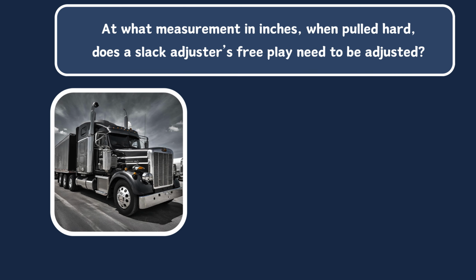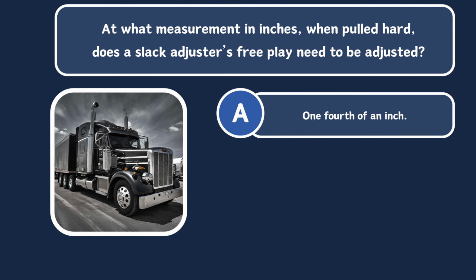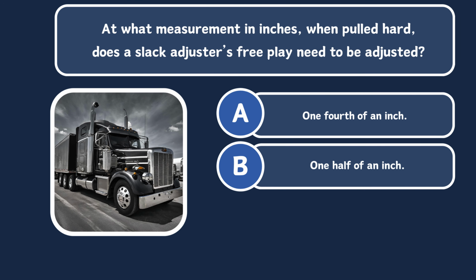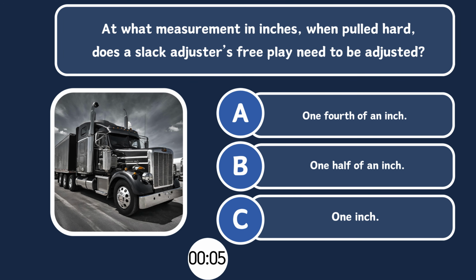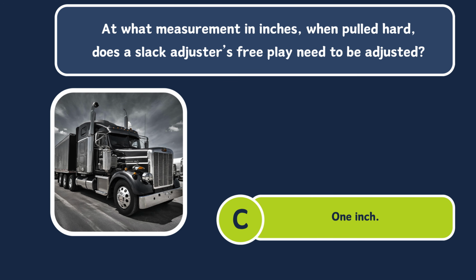Question 29. At what measurement in inches, when pulled hard, does a slack adjuster's free play need to be adjusted? A, 1/4 of an inch, B, 1/2 of an inch, C, 1 inch. Correct answer is C, 1 inch.